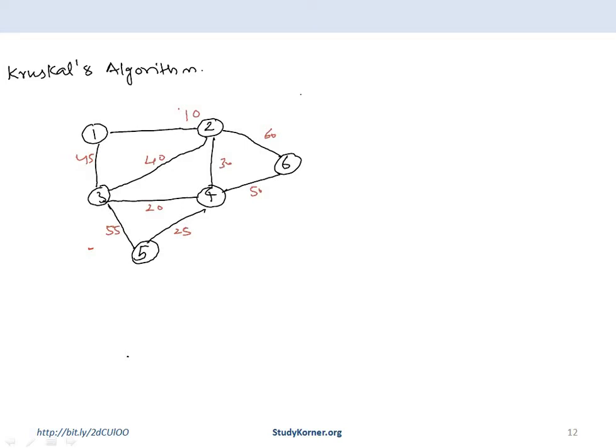So the first step in order to construct a minimum cost spanning tree is we take the minimum edge first. Always we have to take the minimum weight edge. In the whole graph, the edge with the minimum weight is this one. So I select this edge with weight 10 initially.